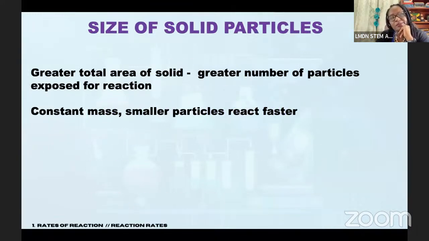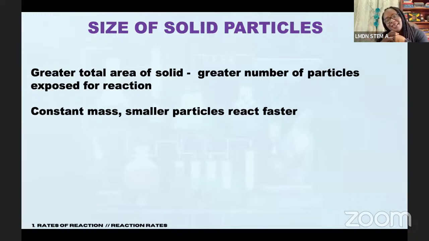Then we talk about the size of our solid particles. Here we're talking about the state of matter. We've been doing that all along, because we spoke about the concentration of a solution, which is mostly a liquid phase, and just now we spoke about the pressure of the system, which is a gaseous system. Now we're talking about the size of solid particles, right?